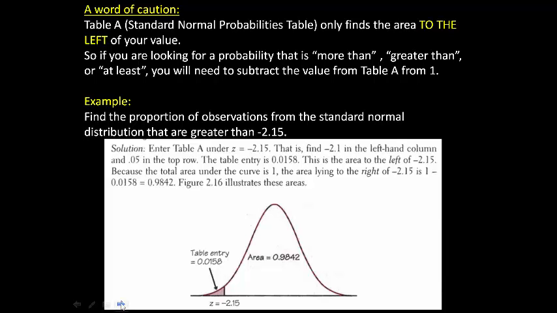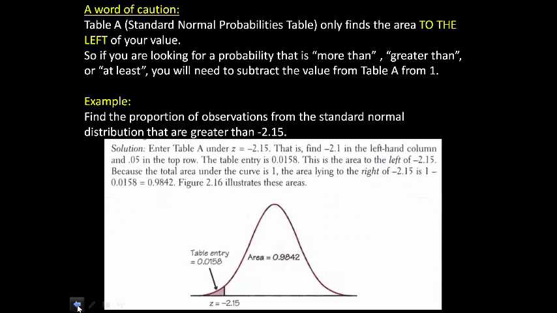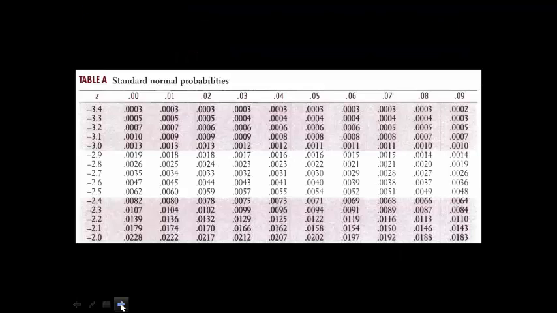But when we look at our table entry, we notice that we're looking at negative 2.15, and we go all the way over, and that value is 0.0158. So if the problem requested how much is less or fewer than, then that would be our answer. But since it's greater than, we're going to have to subtract it from 1, and we get 0.9842. So 98.42%.